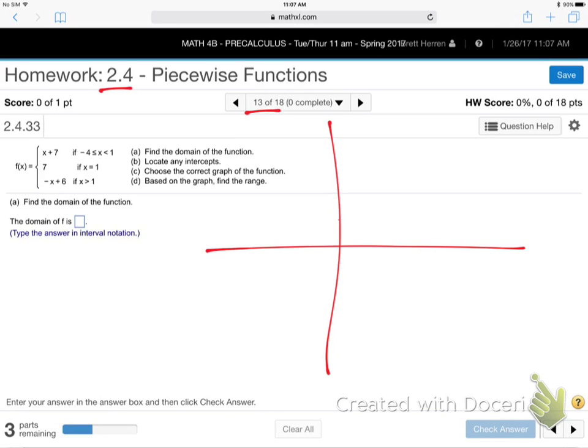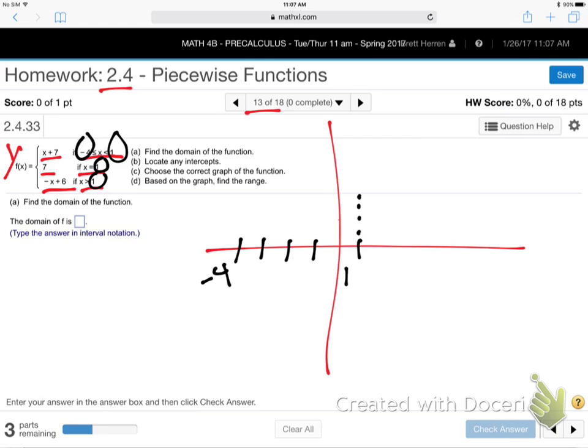What it means is basically f of x, the y, is x plus 7 when x is between negative 4 and 1. But it's just 7 when x is 1, and it's negative x plus 6 when x is bigger than 1. In other words, it's different things in different places. Does that make sense? So let's put that on the graph. Where's the separation? It's at negative 4 and at positive 1. Let's go there. 1, 2, 3, 4. Negative 4 and positive 1.